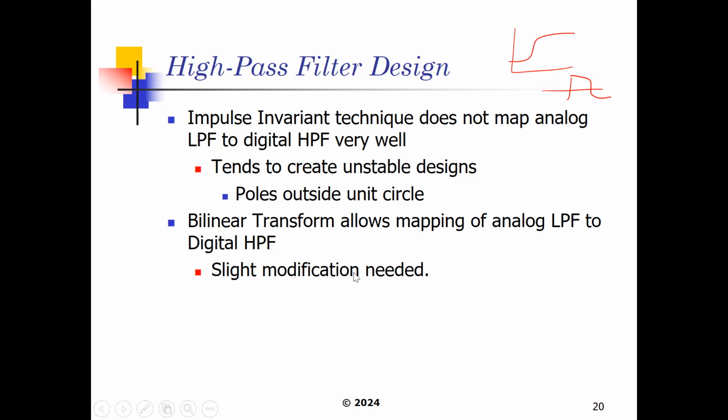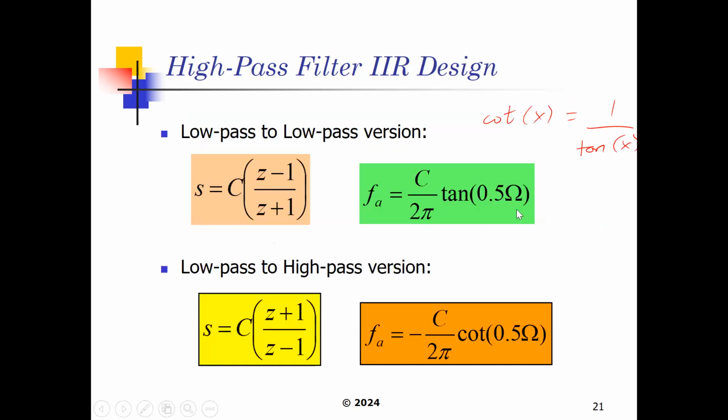But the bilinear transform, which is the one that we just did, allows you to take a low pass filter and create a high pass filter directly from it. And you just have to make a very slight modification to the process. So the low pass version, low pass analog to low pass digital, is what we just did.